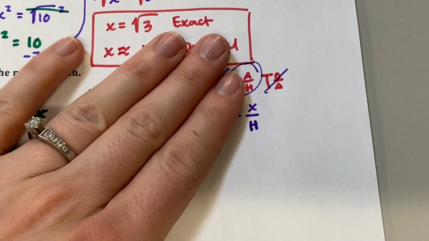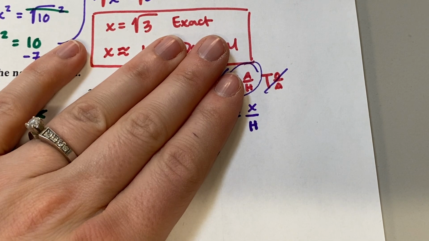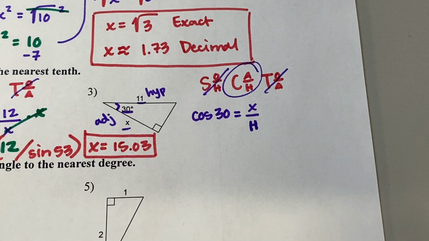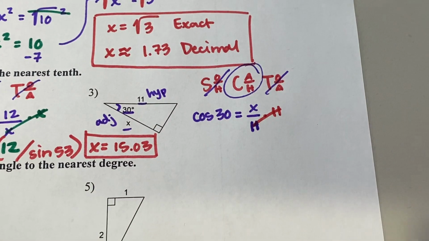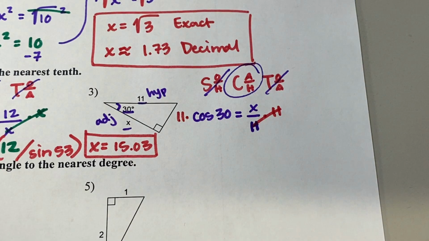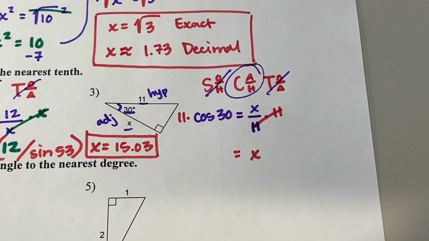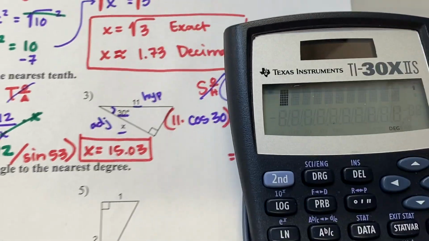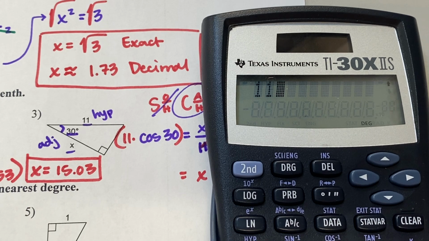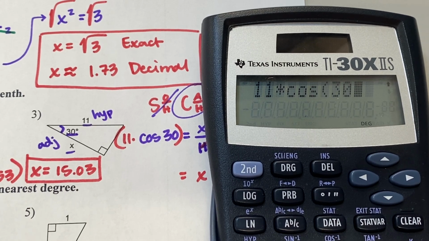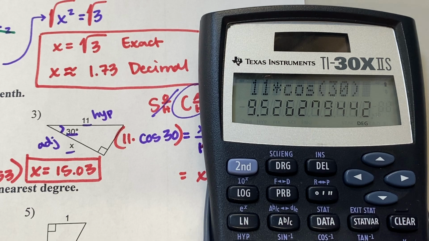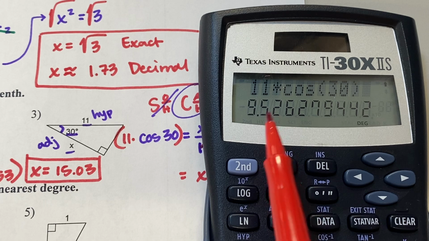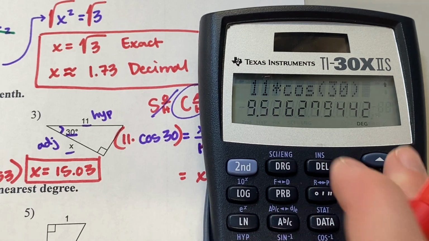One thing I have to do: because my x is not on the bottom anymore, I don't have to move it. All I have to get rid of is this divide by 11. Well, we do the opposite, which is to multiply by 11. Now to get our x, all we have to do is type that into our calculator: 11 times cosine of 30. Rounding to 2 decimal places, the third decimal place is a 6. It's 5 or above, so it's going to bump up the one in front. 9.52.